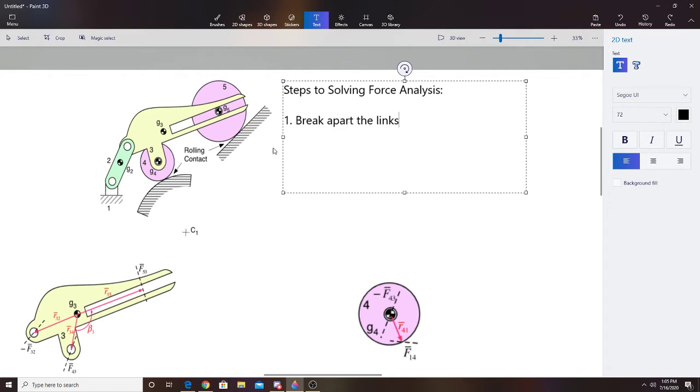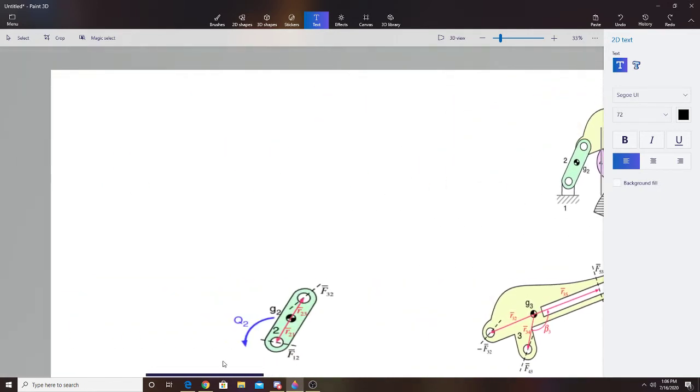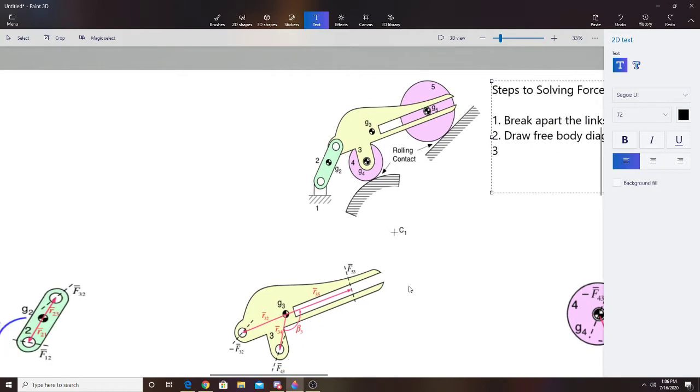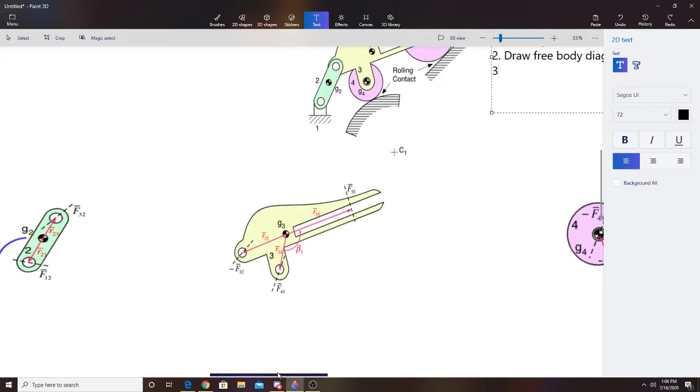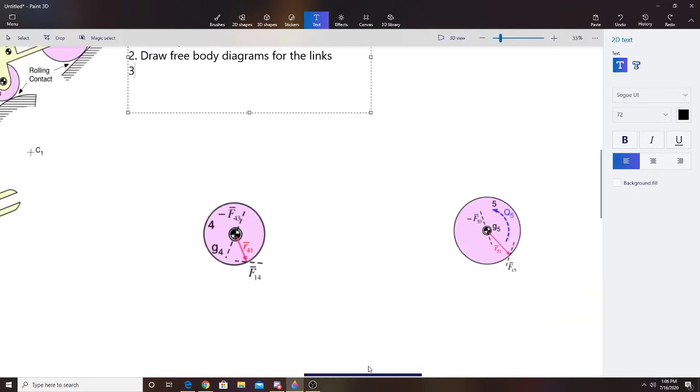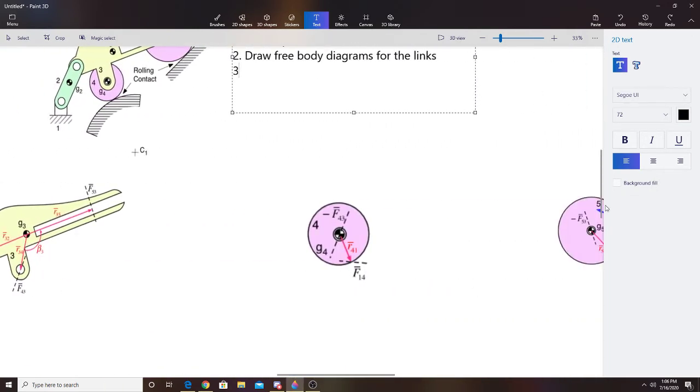And then that leads into the second one, which is what? What is the second? Draw the free body diagram. Yes, draw free body diagrams for the links. Cool. All right. So I've already taken care of that, so we didn't have to waste time with my bad drawings and all the confusing lines. So this is all of them right here. All right.